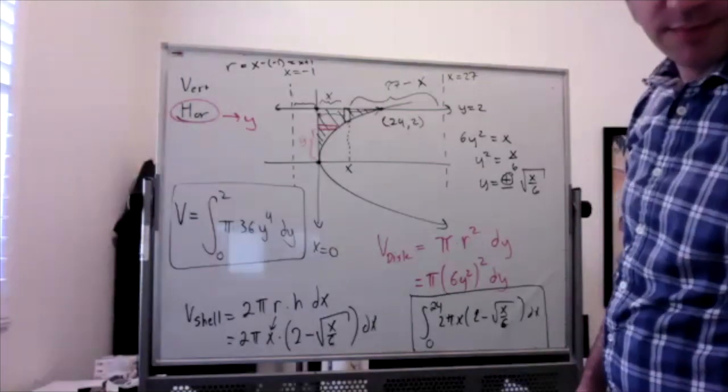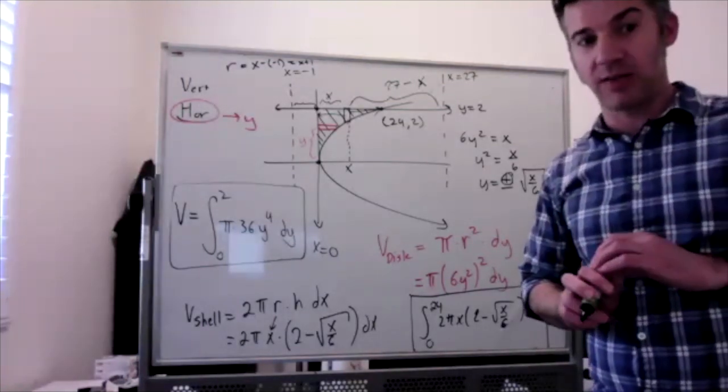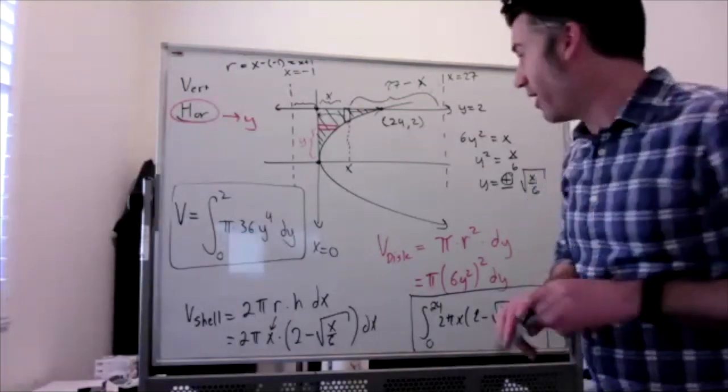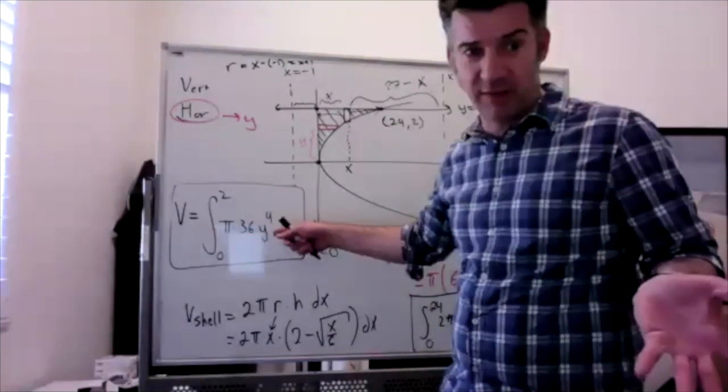It'll be, I believe, the x. I would actually have to disagree. I would actually say the y's, and here's why. The y's, you just have 36 pi times y to the 4th. There's one thing to anti-differentiate.